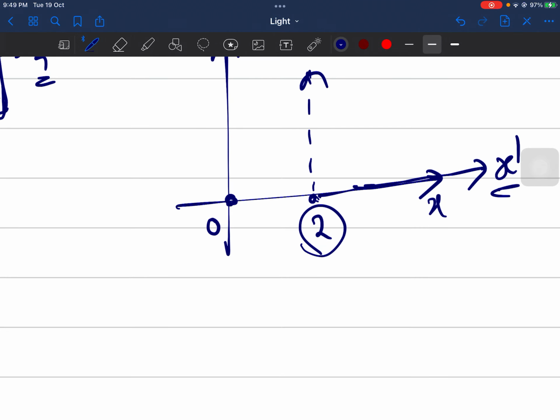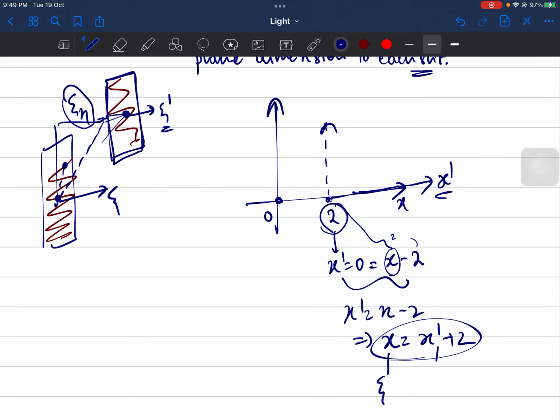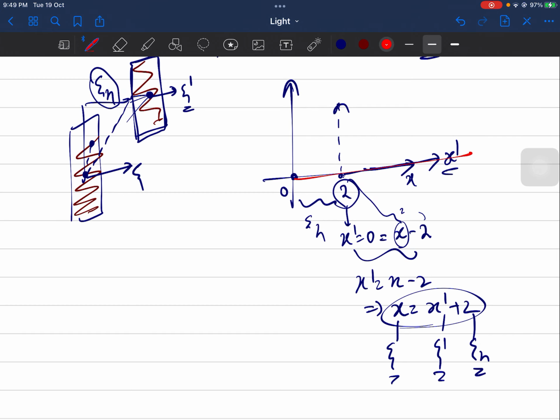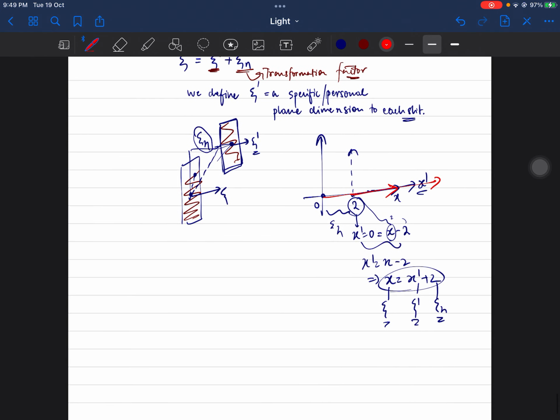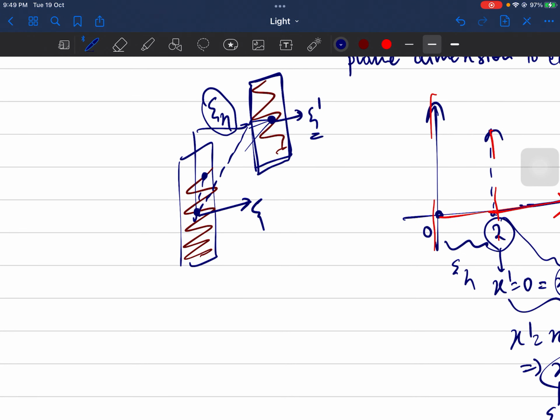Now basically what is 2? This is x prime equals 0, which is x minus 2. This point is 2 minus 2, 0, something like that. X prime is x minus 2. That is to say, the original coordinate is x prime plus 2. This is eta, this is xi prime, and this is xi n, the distance. Something like that, right? So we can technically work with a single l, m for the whole slit system.